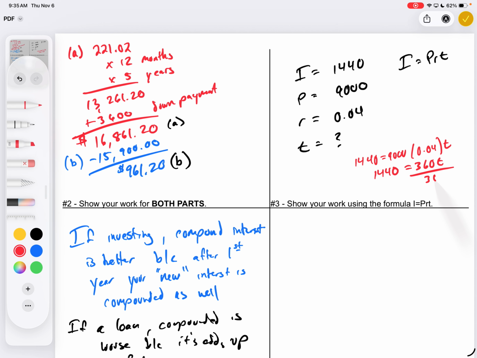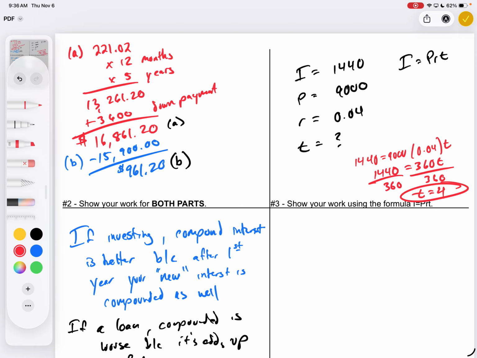And then divide by 360. And T equals 1440 divided by 360 is 4. Okay, so that tells you 4 years. So you need 4 years to make $1,440 interest on $9,000 at 4%.